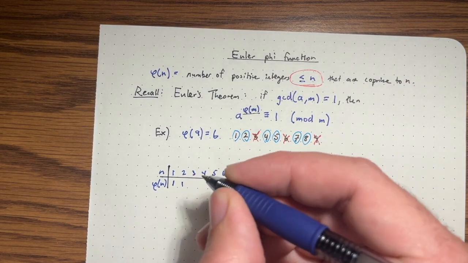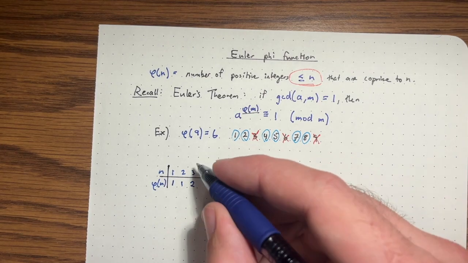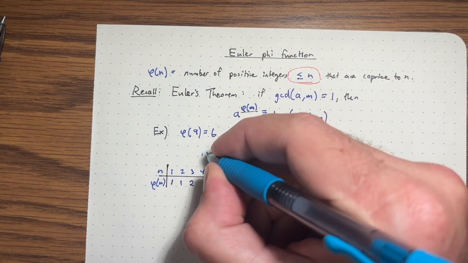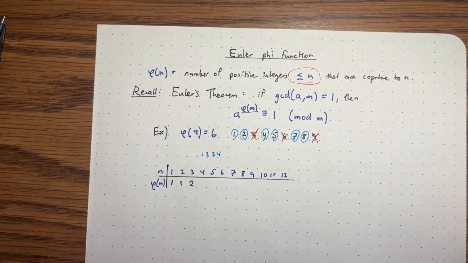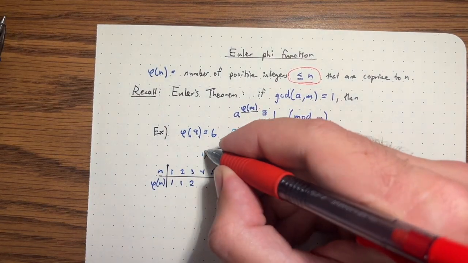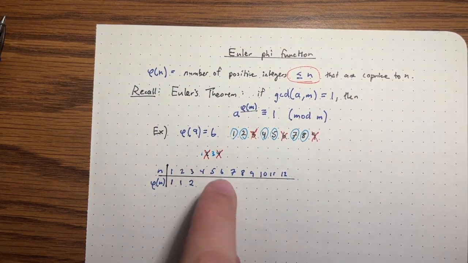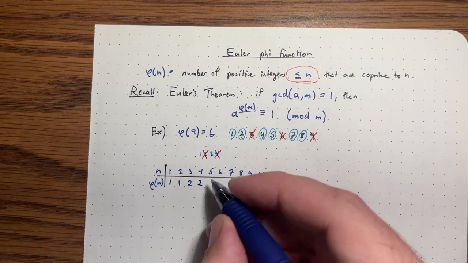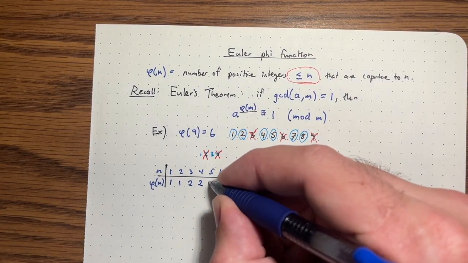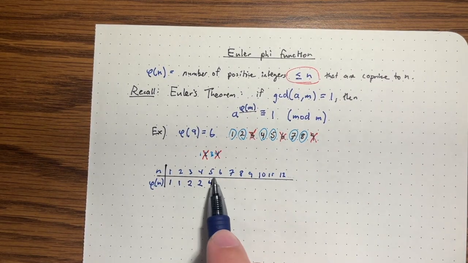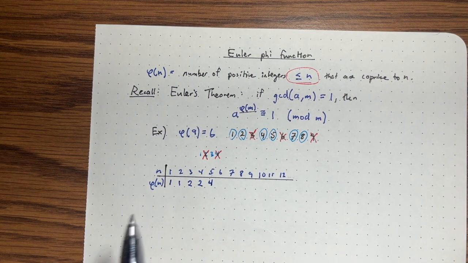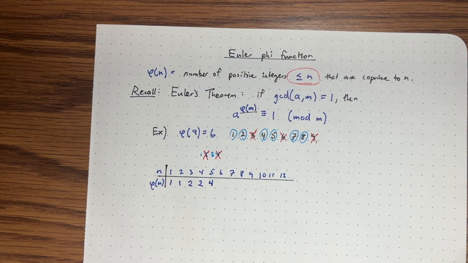Phi of 2 is 1, phi of 3 is 2, that would be 1 and 2. Phi of 4, that's where it starts to get a little trickier. So phi of 4 is 2 as well, because there, I crossed out the ones that share a factor with 4. 2 left. Phi of 5 is 4. I know that because 5 is prime, right? So anything less than 5 is going to be co-prime to 5.